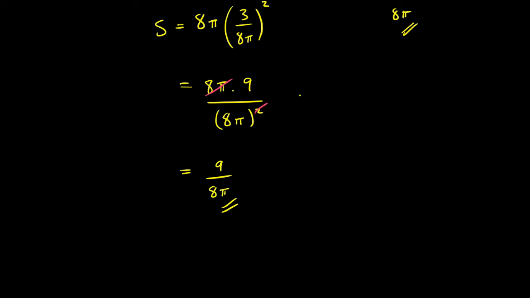All right. And we probably need to use a calculator to find out what that is. I don't have a calculator on me at the moment. Really sorry about that. I should have brought one. Let me just use my phone calculator. So 8 times 3.14159, I guess, is equal to 25.13. And I'm going to do 9 divided by that, and I get 0.358. Okay, so that is equal to 0.358.